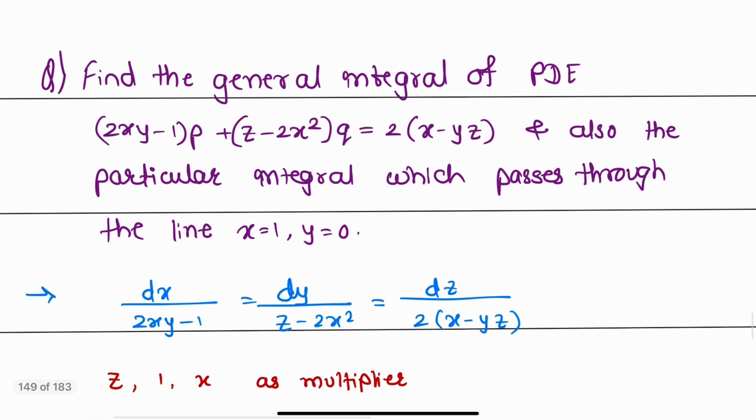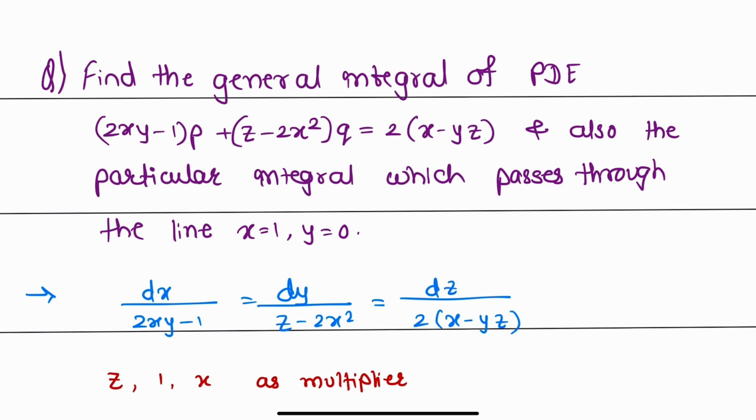Let us say we are given a question which is like: find the general integral of the PDE (2xy minus 1) into p plus (z minus 2x squared) into q equals 2 into (x minus yz). Okay, and also the particular integral which passes through the line x equal to 1 and y equal to 0.